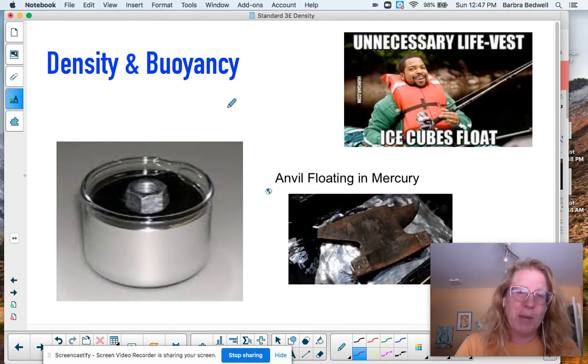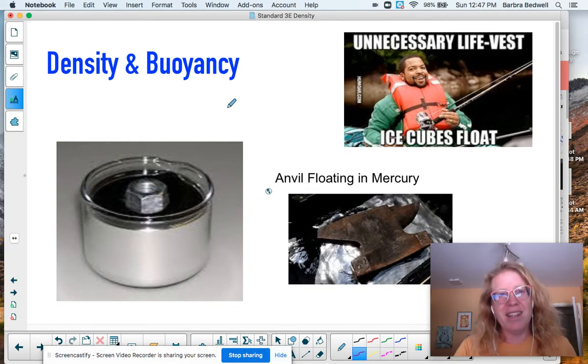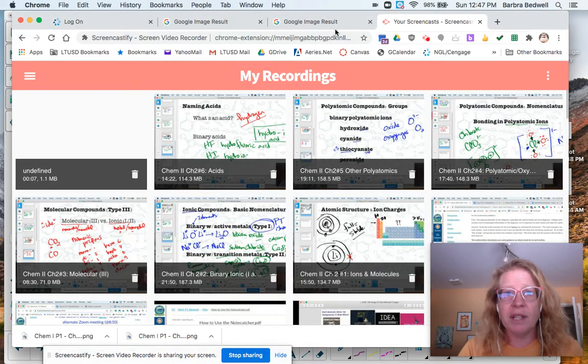You guys know that ice cubes float. If the density of water is 1, you need to know, or you should know, that the density of an ice cube is slightly less than 1, and that's why it floats. Here's a cool visual right here. Anvils floating in mercury. I don't know if you've ever seen this before.